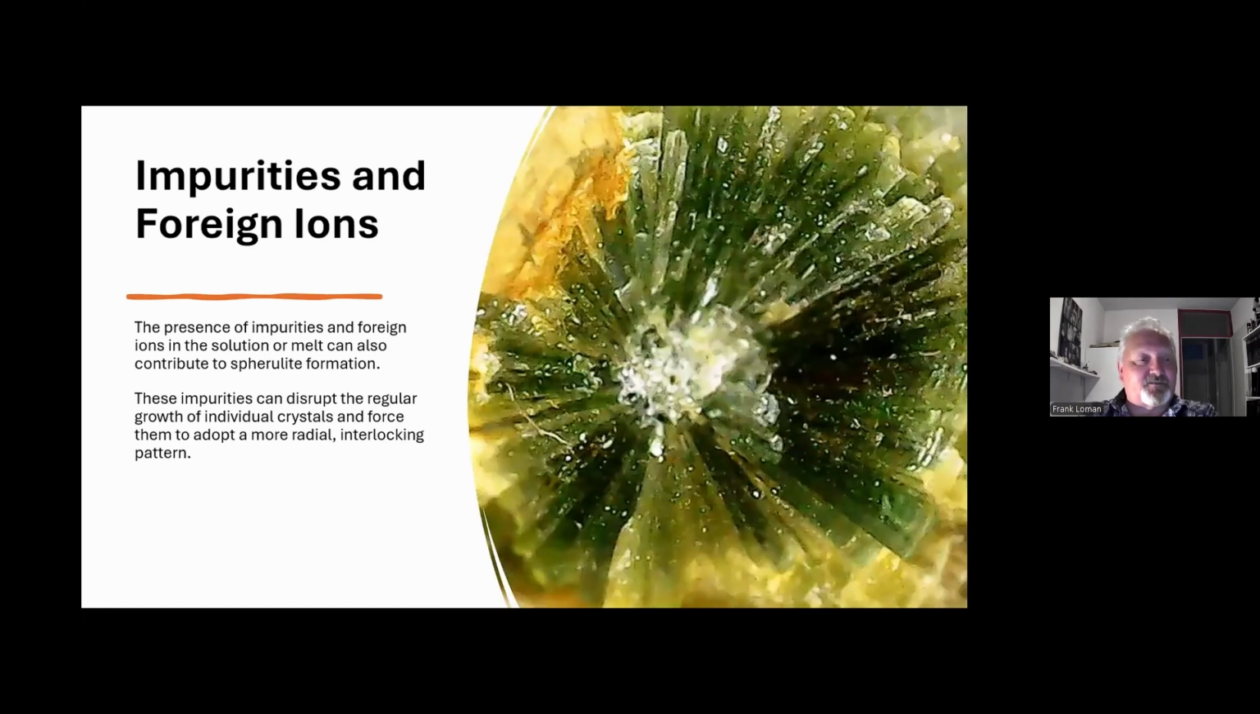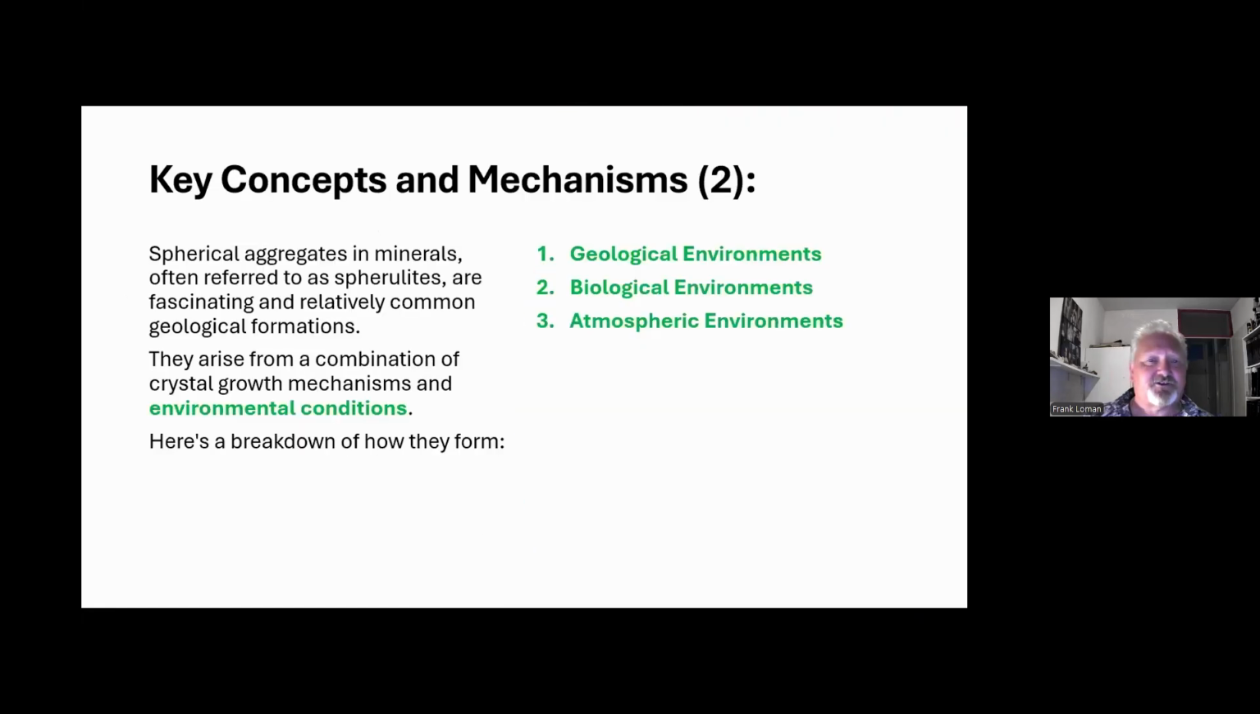And the last of the mechanisms, impurities and foreign ions. The presence of impurities and foreign ions in the solution or melt can also contribute to spherulite formation. These impurities can disrupt the regular growth of individual crystals and force them to adopt a more radial interlocking pattern. So much for the crystal growth mechanisms.